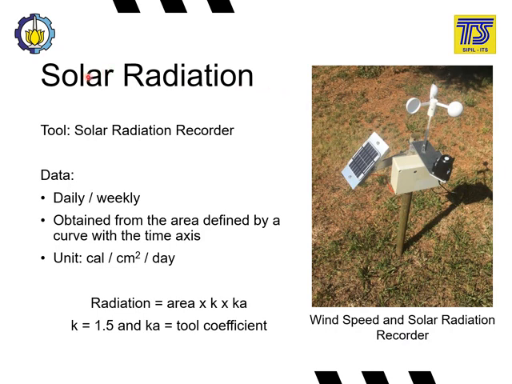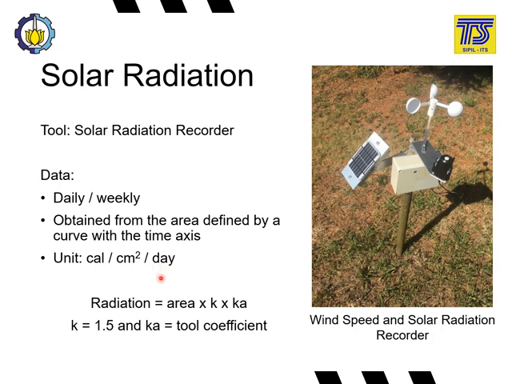And regarding solar radiation, there is also a tool named the solar radiation recorder. It can also be used to record wind speed. So not only solar radiation, but also wind speed. The data of measurements is daily measurements, or can also be weekly measurements. It is obtained from the area defined by a curve with the time axis, and the unit usually is centimeters square per day.